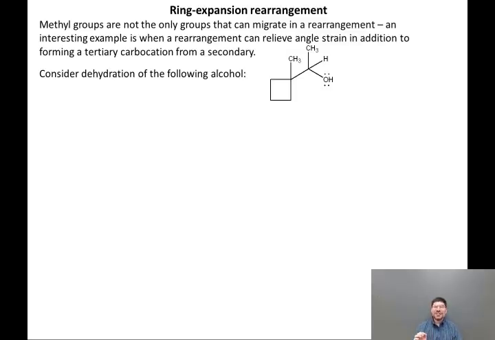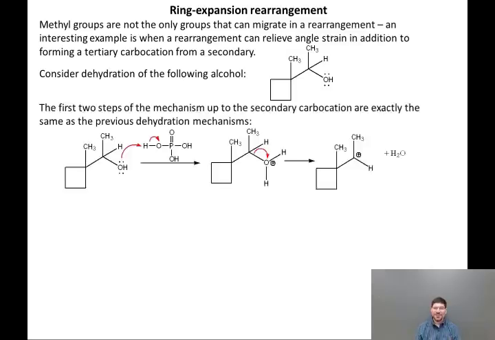And if there is some way in the course of a mechanism involving this structure to relieve that angle strain, the structure will find a way to do that. So let's look at this. If you treat it with phosphoric acid under dehydration conditions, the first two steps of the dehydration mechanism leading up to the secondary carbocation are exactly the same as the steps we've seen in our previous dehydration mechanisms.